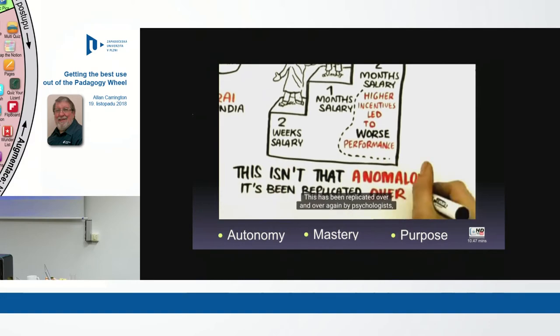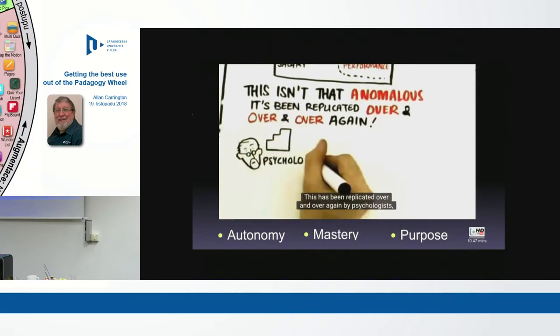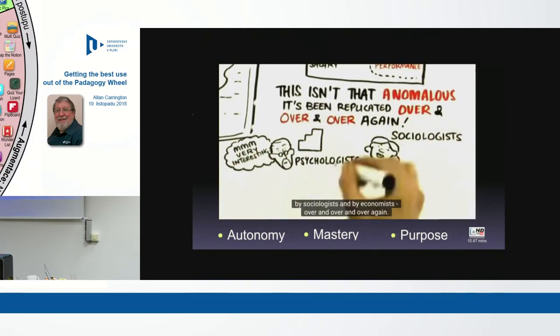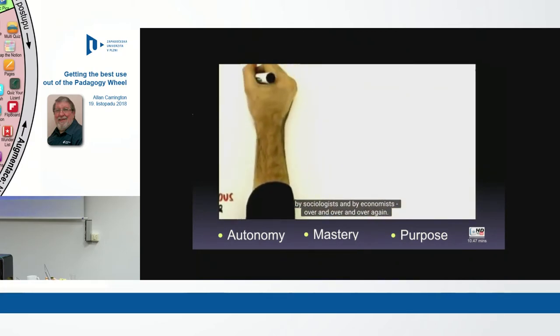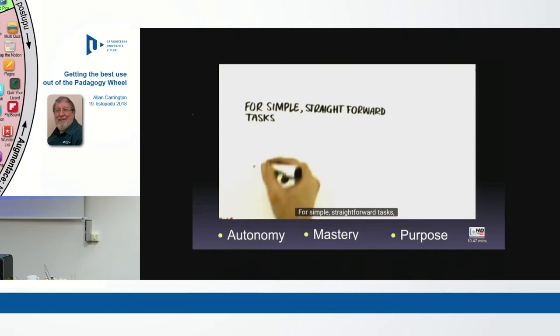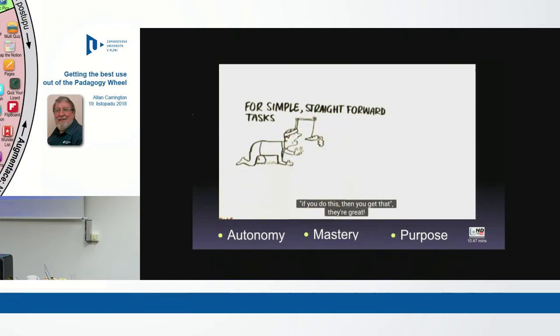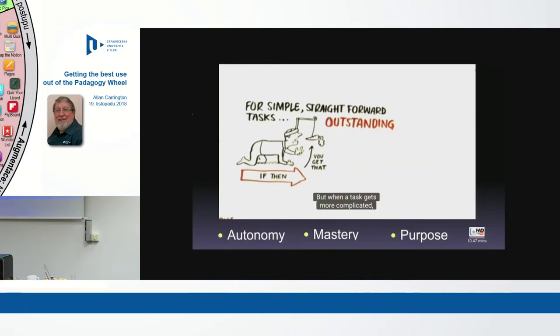This has been replicated over and over and over again by psychologists, by some extent by sociologists, and by economists. For simple, straightforward tasks, those kinds of incentives, if you do this, then you get that, they're great. For tasks that are algorithmic, set of rules where you have to just follow along and get a right answer, if-then rewards, carrots and sticks, outstanding.